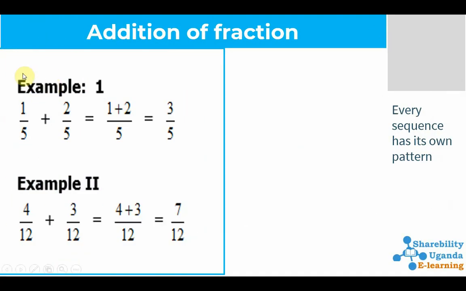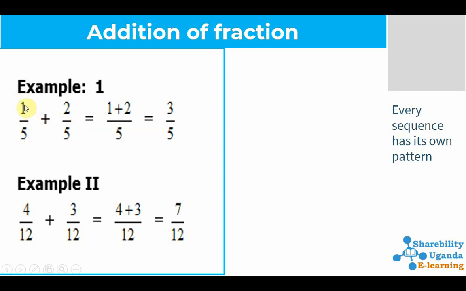Here I've been given an example. Our example 1, of course, is addition of fractions. You can see this is a fraction, and this is also a fraction. So we are adding them, or we are getting the sum. This is what we call a numerator, and this is also a numerator. These ones that are down are what we call denominators. So we shall be able to add these fractions.